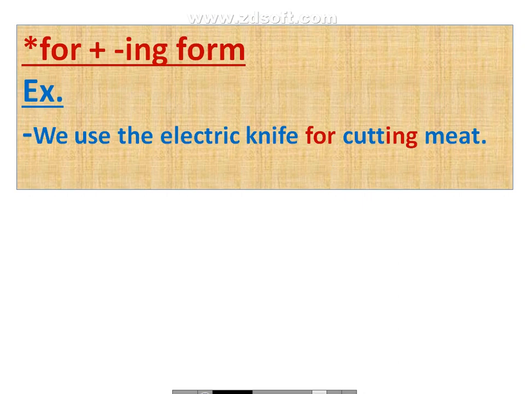For plus the ing form. We use the electric knife for cutting meat. After for we use verb plus ing.